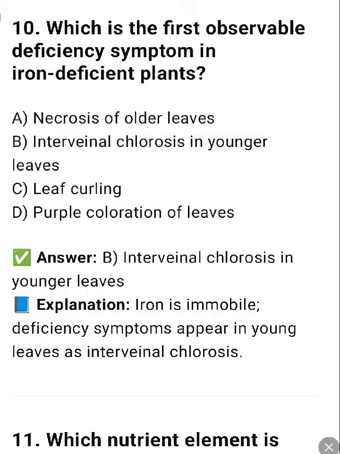So this is the part 2 of mineral nutrition in plants, important MCQs.